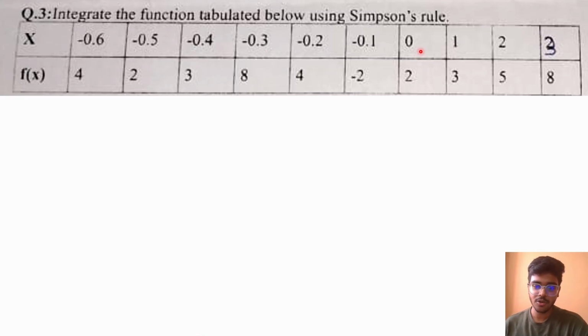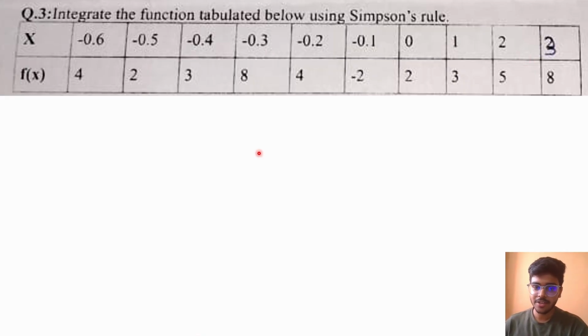These two sections cannot be handled by the same rule in one shot. So we split the integration into two parts. Part 1 covers x equals minus 0.6 to x equals 0 and part 2 covers x equals 0 to x equals 3. We apply the appropriate Simpson's rule to each part separately and then add the results.